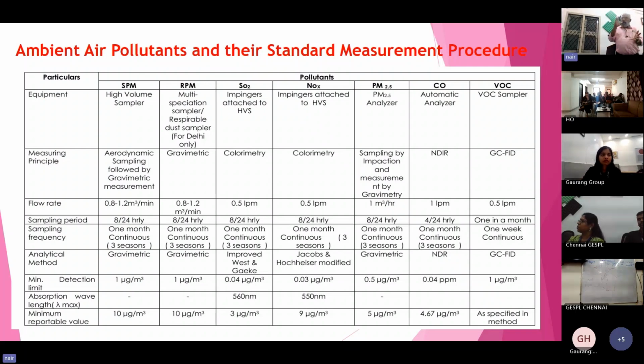Usually they do it with 1 LPM. Why is 1 LPM used? It is easy for calculation. 1 LPM is 1 liter per minute. If he is doing the sampling for 8 hours, how much volume of air has he taken? At 1 liter per minute, in 1 hour 60 liters has come, so in 8 hours, 480 liters has come.